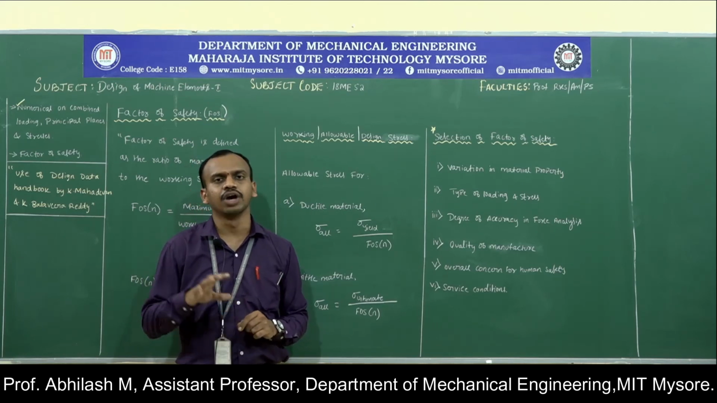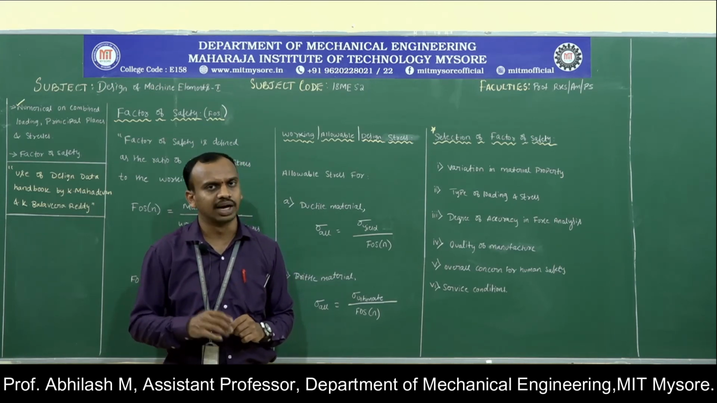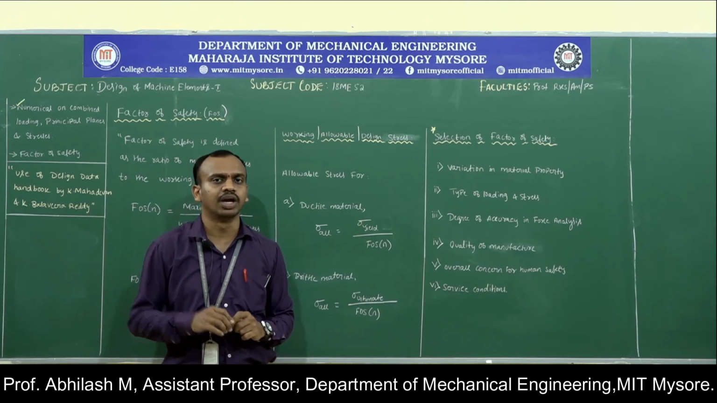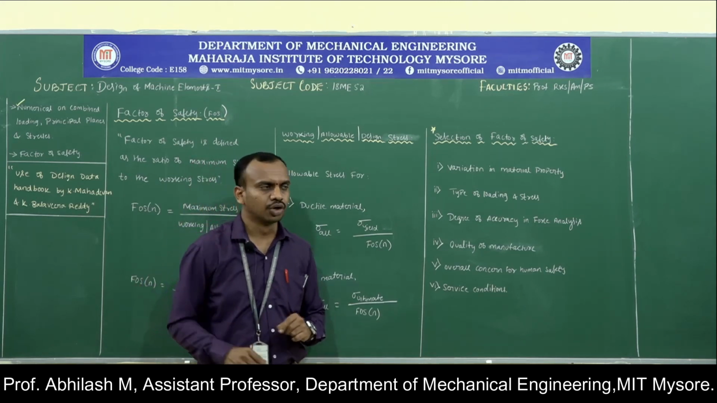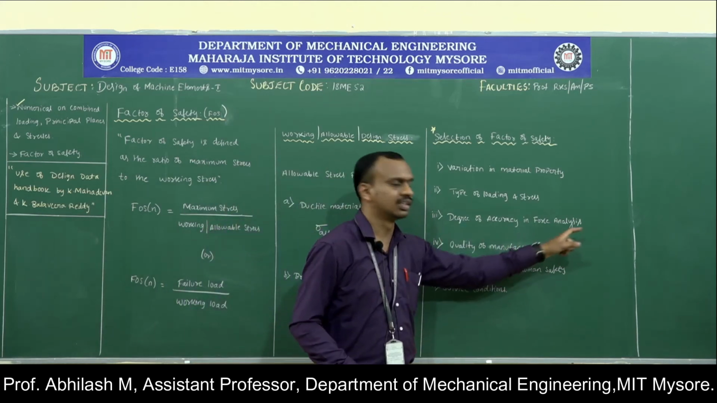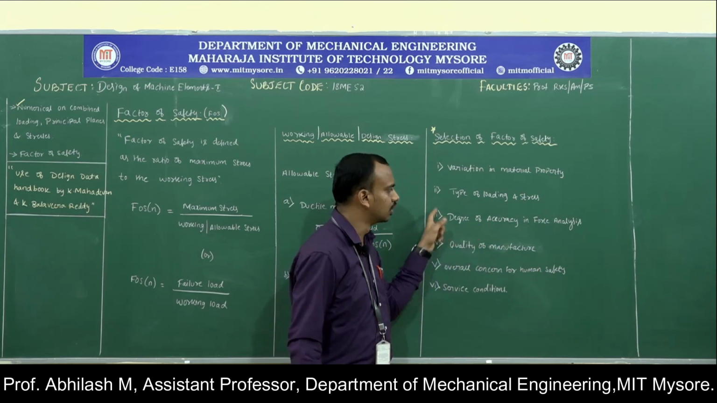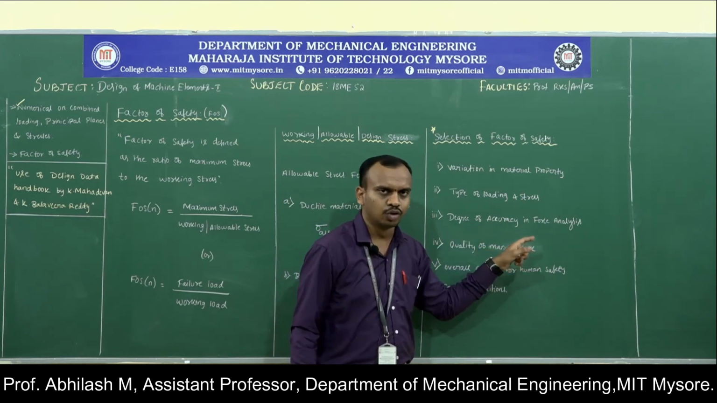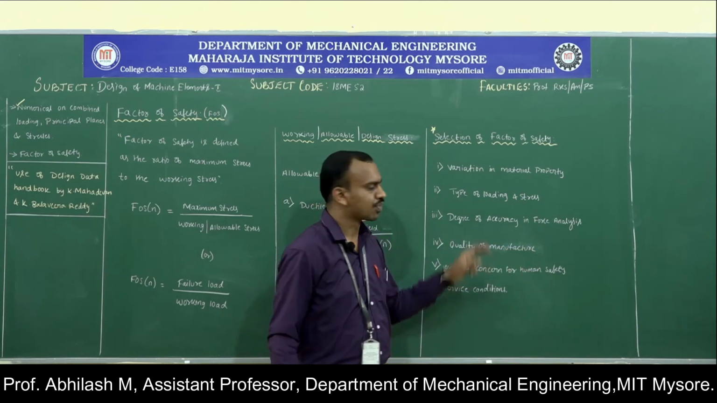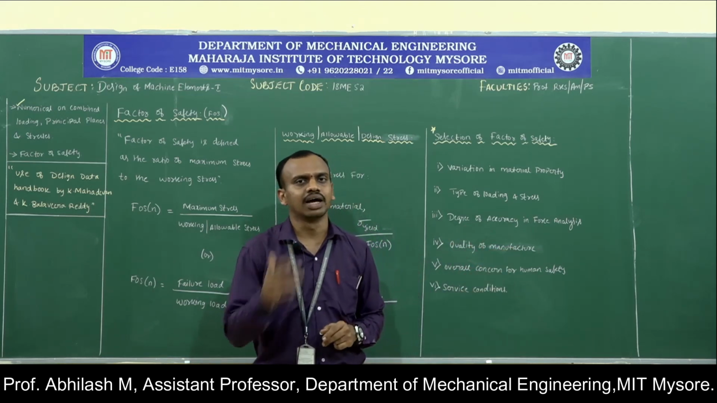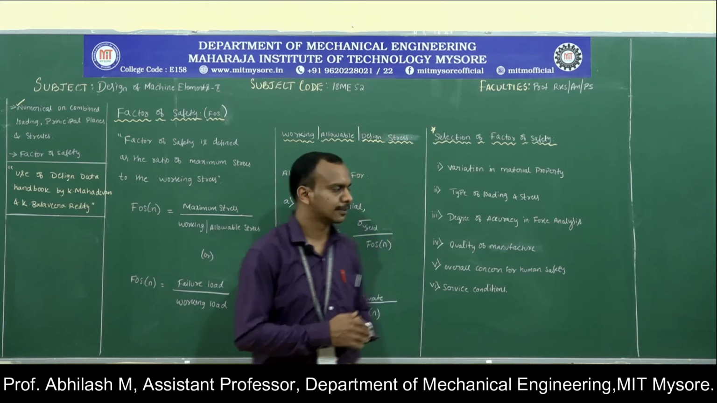And if you are uncertain about the forces that might act on the component, then the factor of safety value should be higher in nature. So if you have thoroughly analyzed the forces acting on the machine member, then we can choose the factor of safety value to be lesser in nature. If it is uncertain, then we are supposed to go with a higher factor of safety value.